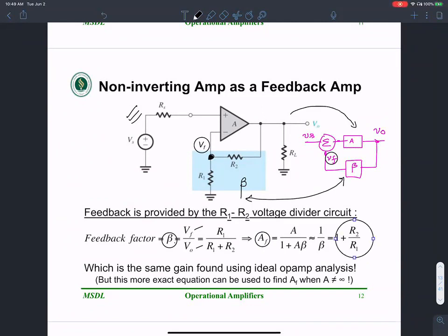So if you do the math and rearrange this equation, you can see that this fraction, 1 plus R2 over R1, is actually 1 over beta, where beta is defined as R1 by R1 plus R2. Okay, so we can see that a non-inverting amplifier is behaving like a negative feedback circuit with a beta of R1 by R1 plus R2.